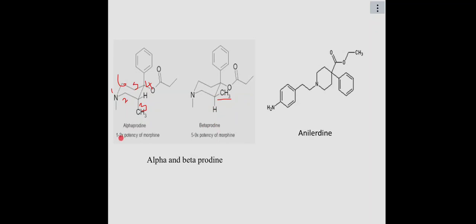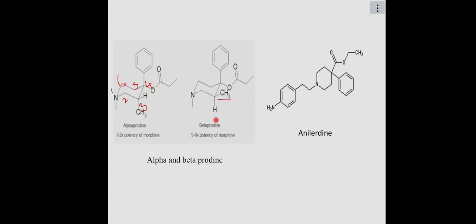And again, as we had discussed earlier, there is similarity here in this compound. Of course, the structure is very different in that the alpha prodine is about 1 to 2 times more active than morphine, whereas the beta prodine is 5 to 9 times more potent than morphine. Again, the alpha prodine is preferred to the beta prodine, and this is just because of the toxicity. Because the higher the analgesic activity, the higher the toxicity.